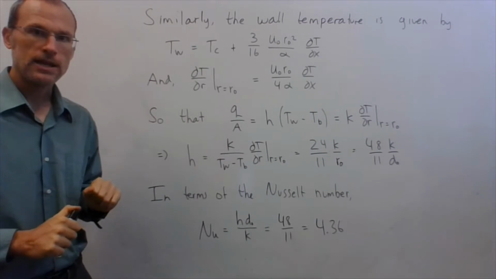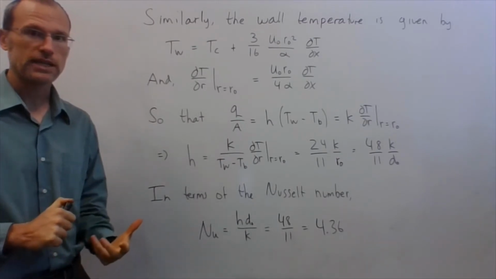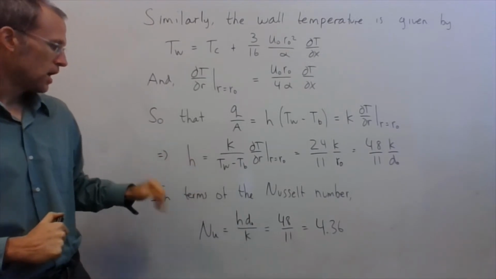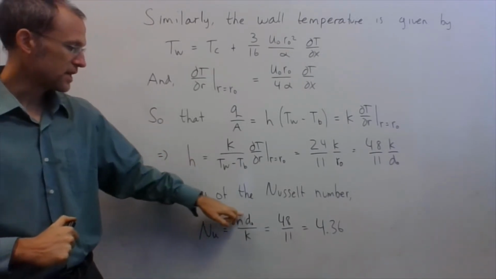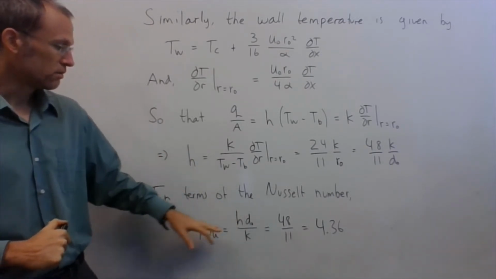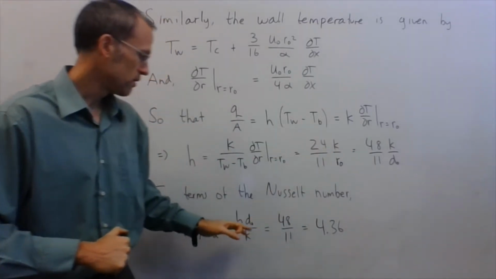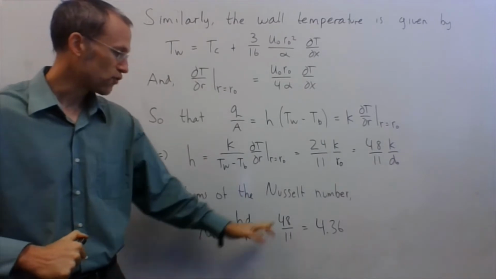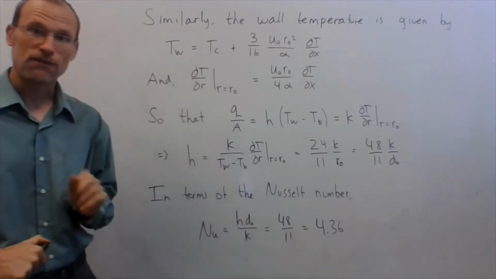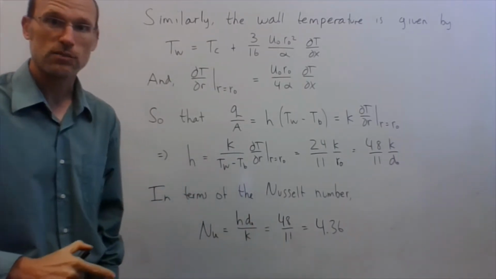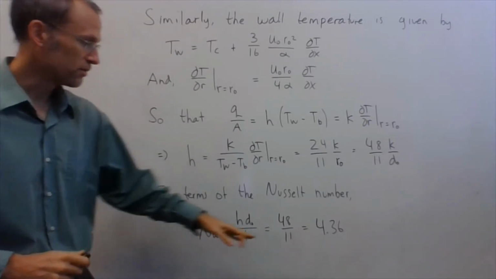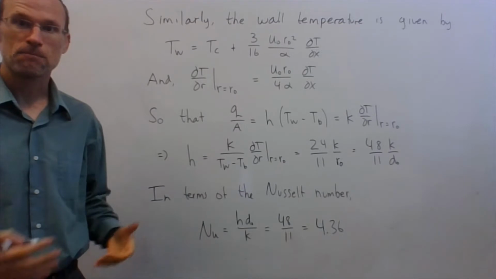Now again, the normal procedure is to find the Nusselt number, and so the Nusselt number is h times diameter over k. So take that value of h, multiply by diameter over k, that basically cancels out. All I'm left with is 48 over 11. So very, very simple formula for a Nusselt number. In this case, laminar flow through a pipe, the Nusselt number is 4.36, and that is it.